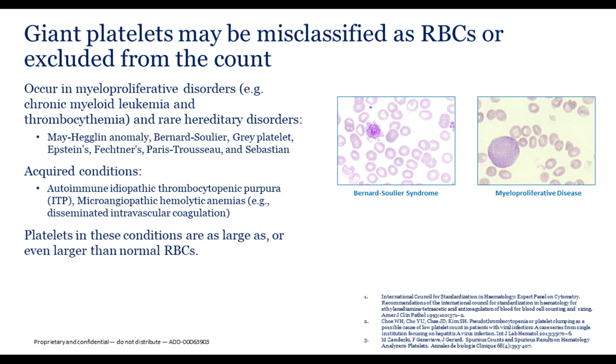Giant platelets may be misclassified as RBCs or excluded from the count entirely. They occur primarily in the myeloproliferative disorders such as chronic myeloid leukemia and thrombocythemias, and in rare hereditary disorders. They can also be acquired conditions such as autoimmune idiopathic thrombocytopenic purpura and the microangiopathic hemolytic anemias. Platelets in these conditions are as large as or even larger than normal red cells, and again, in most systems, there is overlap between the platelet population and the red cell population.